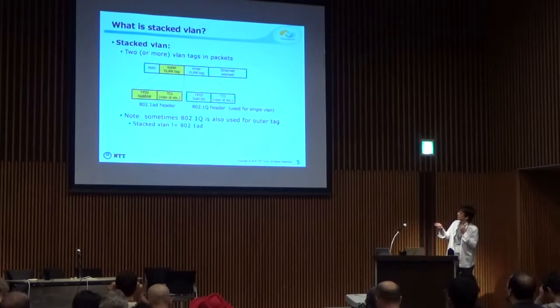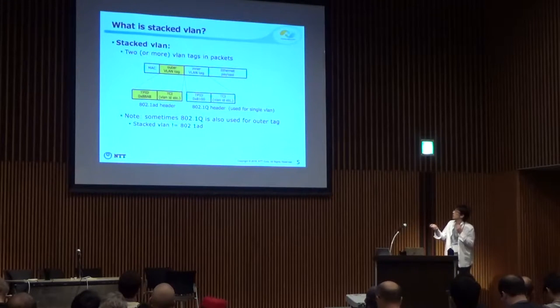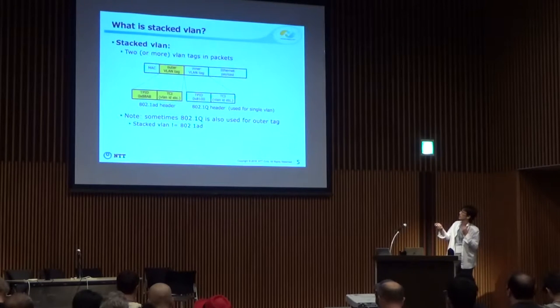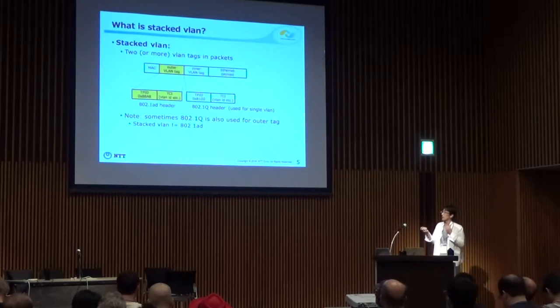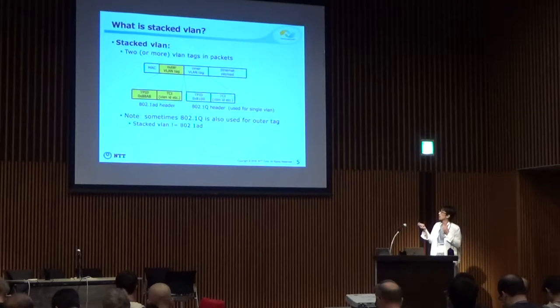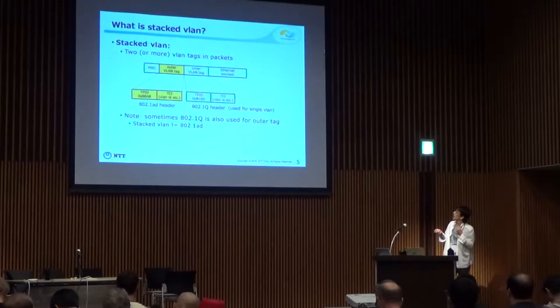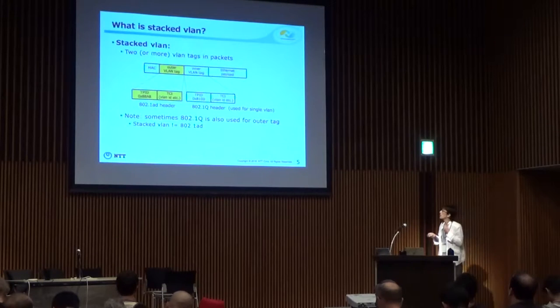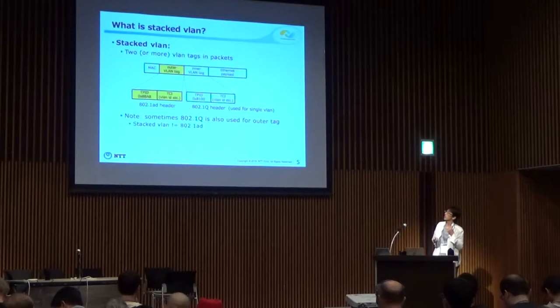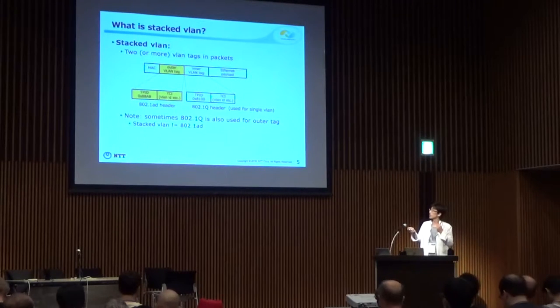we have two types of VLAN headers. One is the outer VLAN tag, which has the 88A8 TPID. This is called the 802.1ad header. The other one is the normal VLAN header, called the 802.1Q header. Usually we use the 802.1ad header for the outer header, but sometimes the 802.1Q header is also used for the outer header.